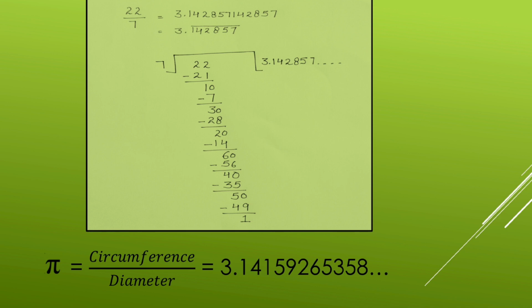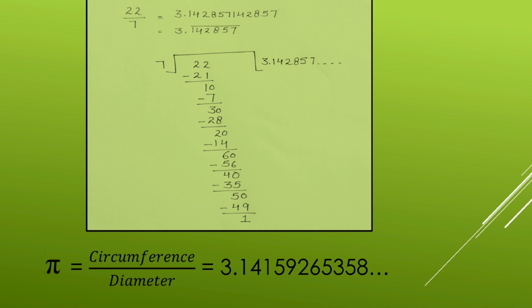Now we are finding the value of pi, the circumference of a circle divided by the diameter. So the value of pi comes to approximately 3.14159265358. And then you can see here it is not ending, and you can see that the numbers are not repeating also. So pi is irrational because it is non-terminating and non-repeating.